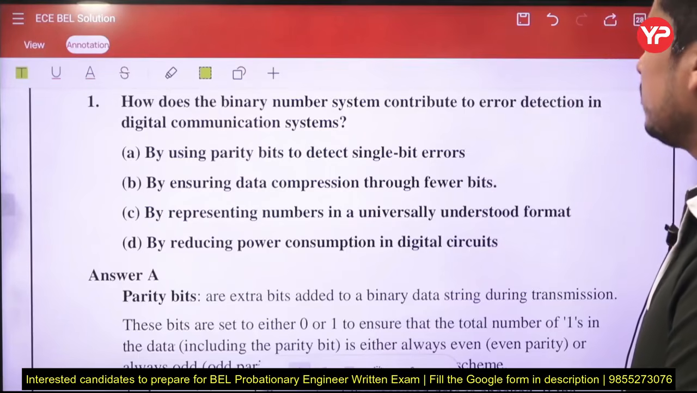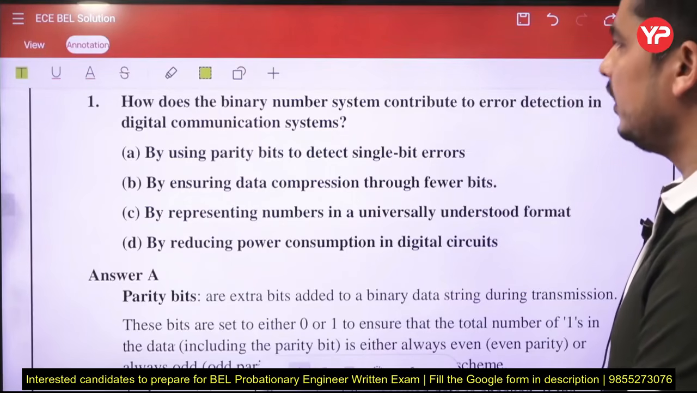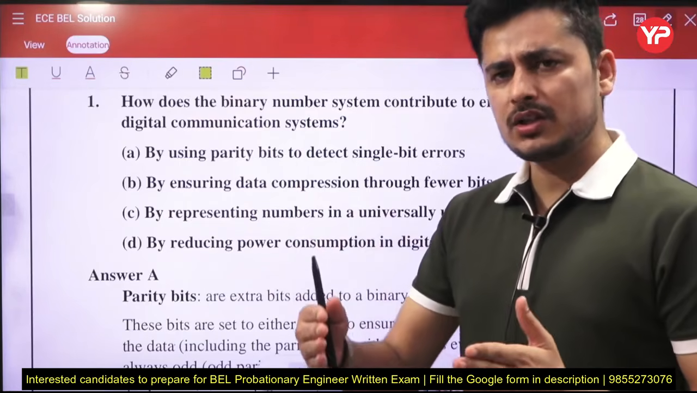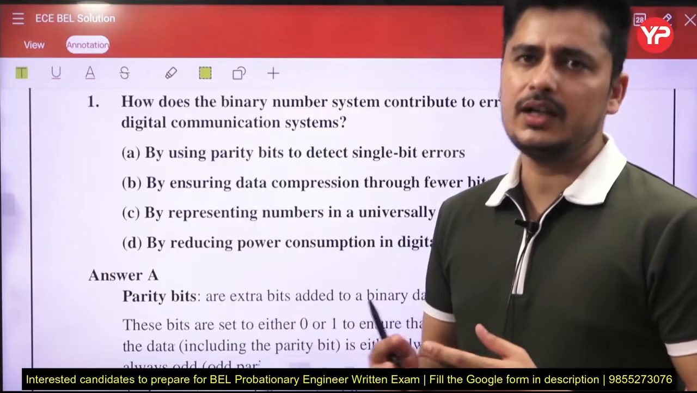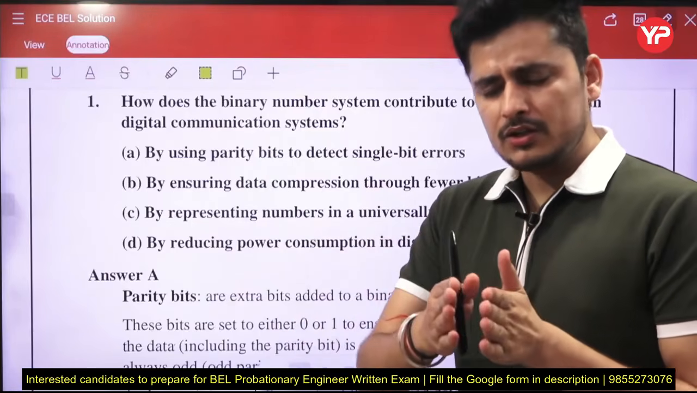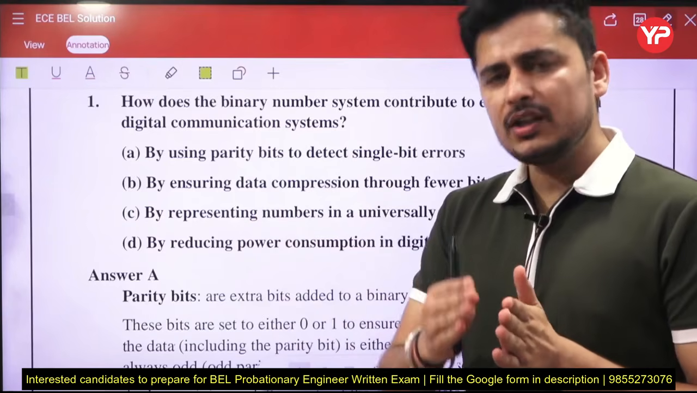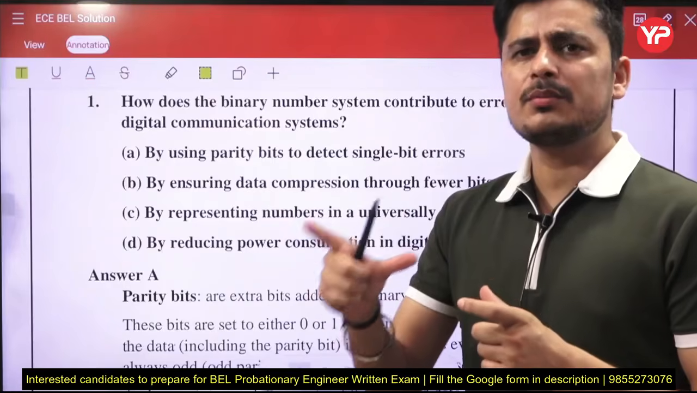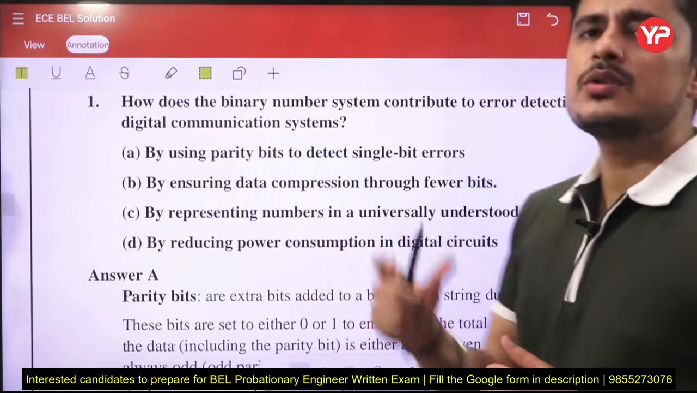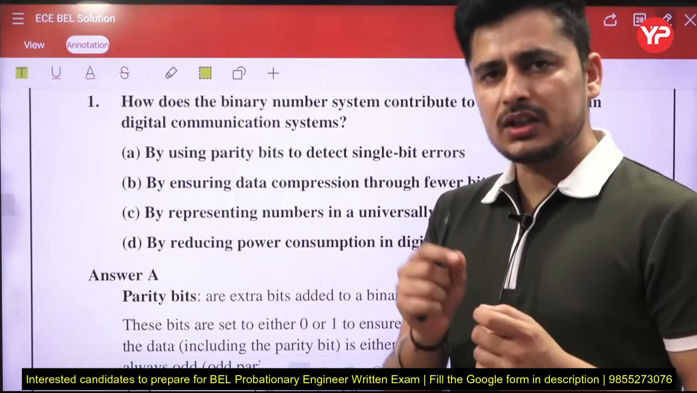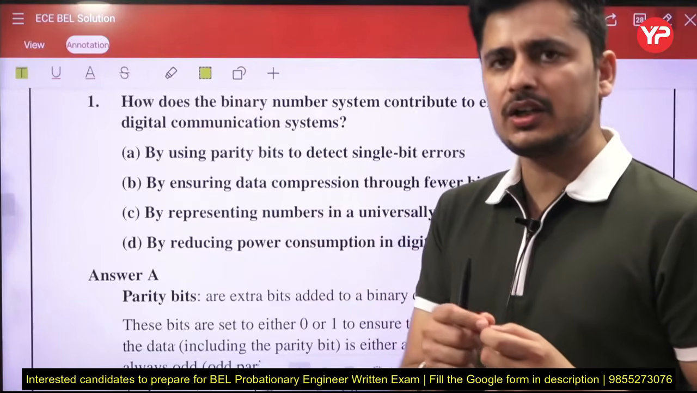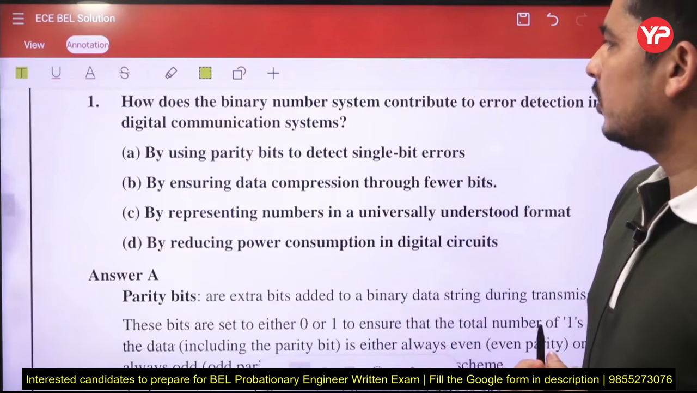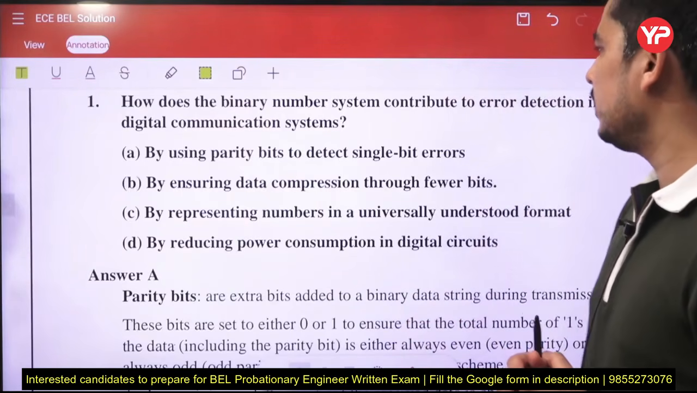How does the binary number system contribute to error detection in digital communication systems? In digital communication, we generally transmit 0 1 0 1, a string of bits. To detect or correct errors in the bit string, we can use the parity bit. We assign a parity bit, like even parity or odd parity, and according to that we can check the error. So what will be the answer? By using a parity bit to detect a single bit error.